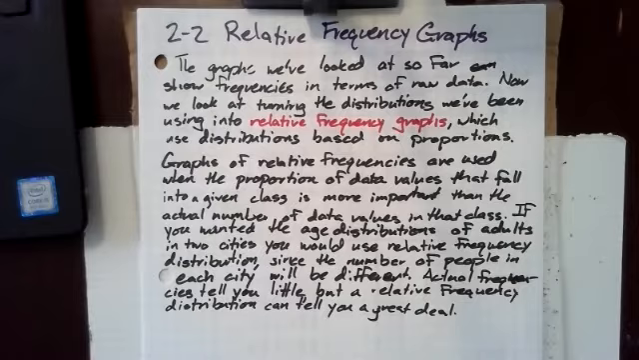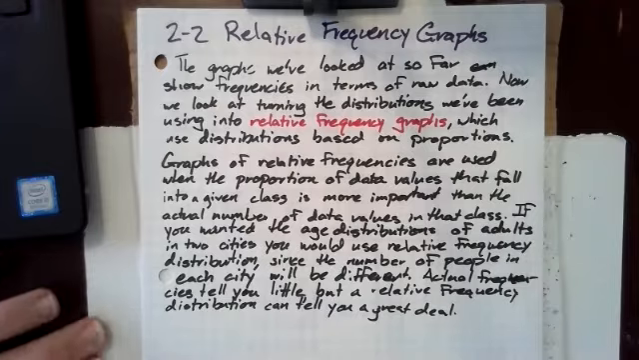Graphs of relative frequencies are used when the proportion of data values that fall into a given class is more important than the actual numbers of data values in that class. If you wanted to study the age distributions of adults in two cities, say Galesburg and Chicago, you would use relative frequency distribution, since the number of people in each city is different. Chicago's got a lot more people than we have here in Galesburg.